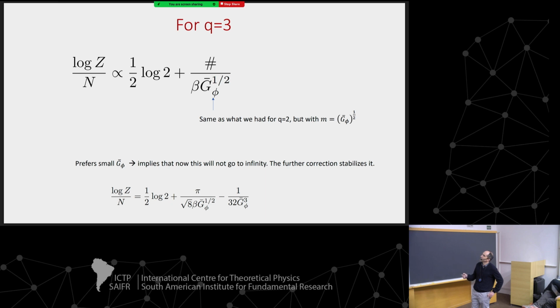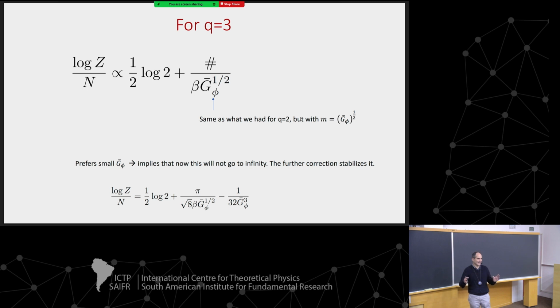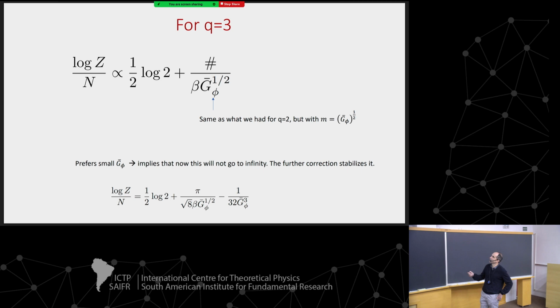So this term is such that it's maximized when g is very small. So this fact that for higher order potentials you have this term pushes the expectation value of phi to small values, right? So it prevents these divergences that we had in the q equal to 2 case. So this q bigger than 2 case is more well defined. We find indeed that it's pushed down basically because the free energy is bigger the smaller the mass of the harmonic oscillators, the frequency of the harmonic oscillator. So it prefers small frequencies for a given temperature.